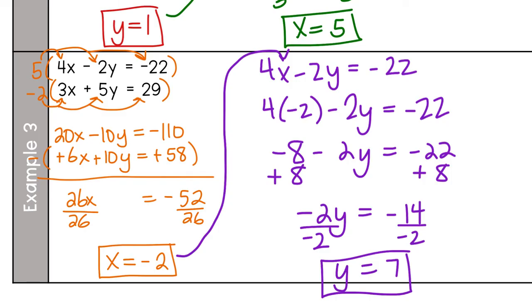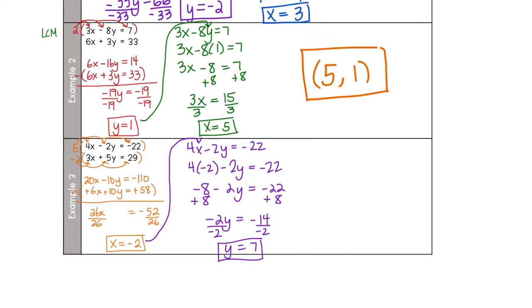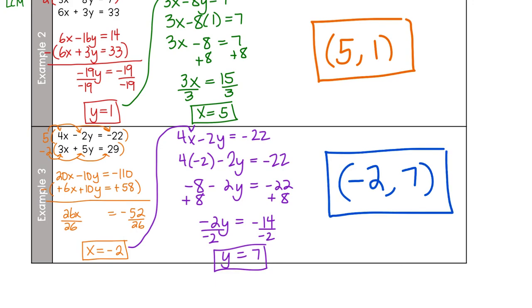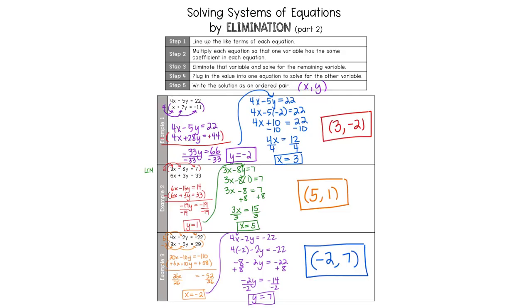Now that I have my x value and my y value, I can say what the solution to this system is. What is our solution? So remember, it's always x first and then y. So it is negative 2, 7. Okay, guys, and that is it for solving systems of equations with elimination. These are the harder problems because we had to do our multiplying. It's not always going to be this hard.